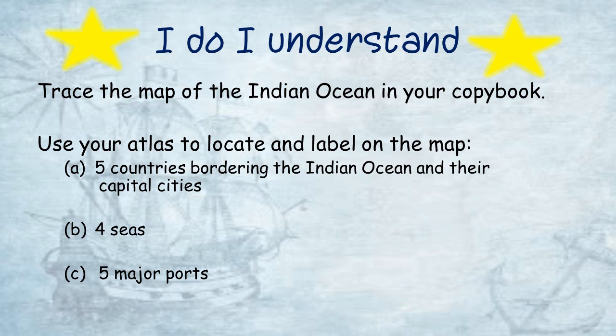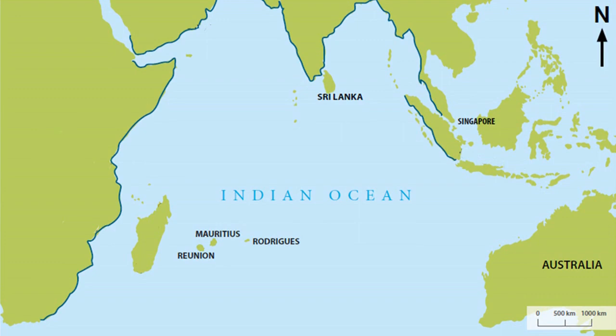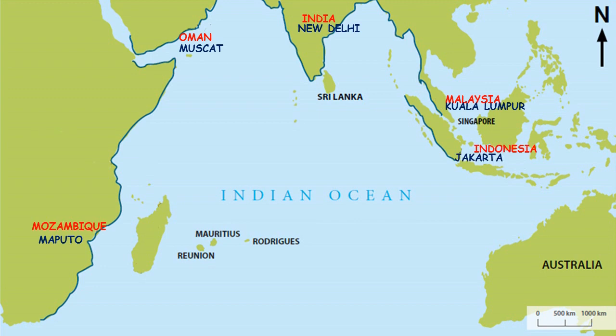So, let's check out your answers. Yes, the 5 countries bordering the Indian Ocean and their capital cities are Mozambique, Maputo, Oman, Muscat, India, New Delhi, Malaysia, Kuala Lumpur, and Indonesia, Jakarta. The 4 seas are Red Sea, Arabian Sea, Bay of Bengal, and the Mozambique Channel.